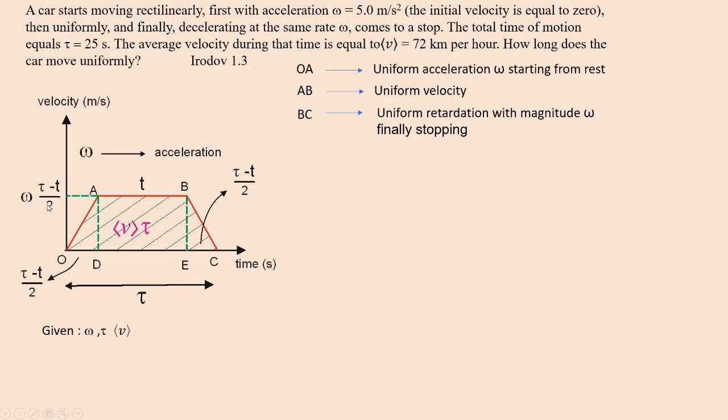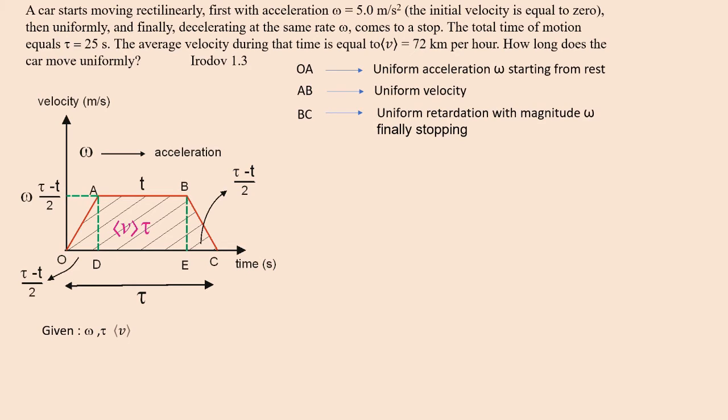Now, how to find this? Omega is AD by OD. OD is tau minus t by 2, so AD will be omega into tau minus t by 2. AD is the maximum velocity, omega into tau minus t by 2. What we are going to do is find the total area from the diagram. You can take it as a trapezium: instead of two triangles and one rectangle, take it as a trapezium and find its area.